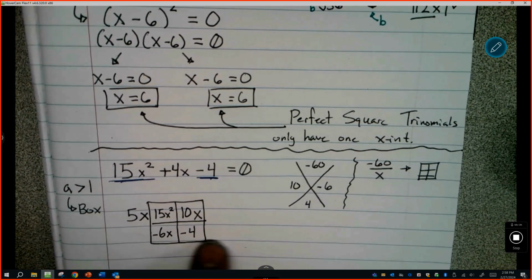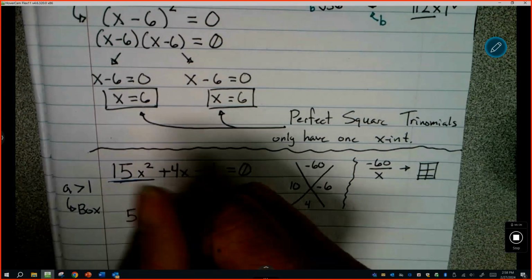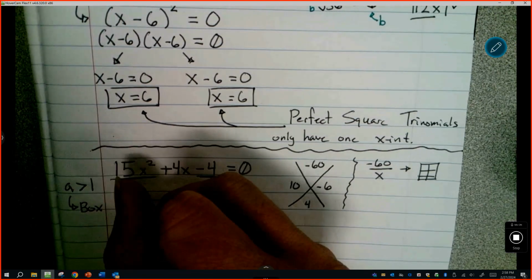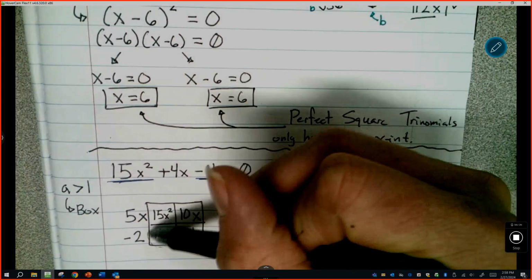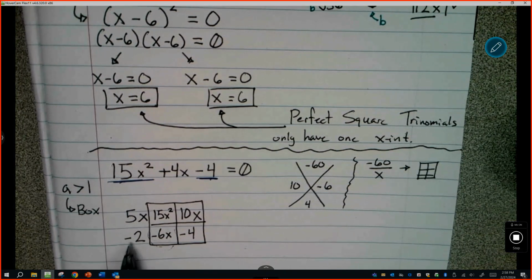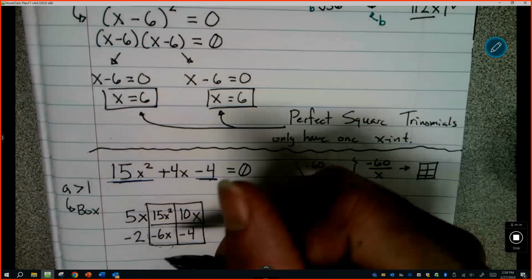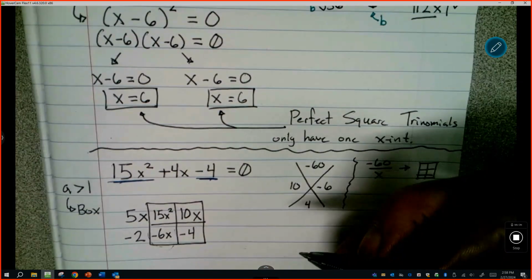This next row, -6 and -4, have a GCF of -2. I'm going to take out the negative because the first term in this box is negative. When I read from left to right, the first term is negative, so I take out a negative. There's only an x in the first term, so I can't factor out an x from both.